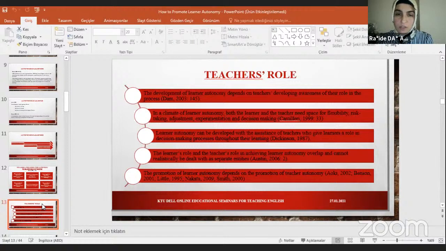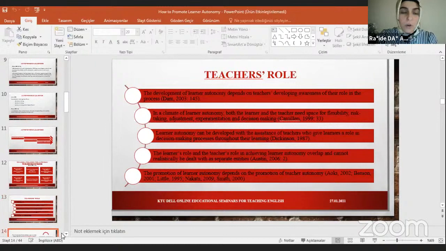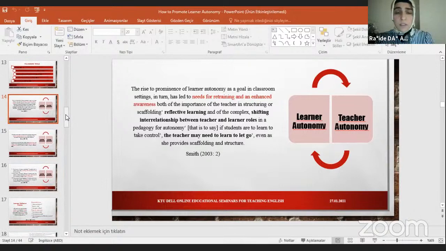And the learner's and teacher's role in achieving learner autonomy, as I said, can't be treated separately, because your role as a teacher in helping your learners to become autonomous should be dealt with equally. And at the end of the day, in brief, we can say that the promotion of learner autonomy depends on the promotion of teacher autonomy. Okay, what comes next? In what respects should you be aware?